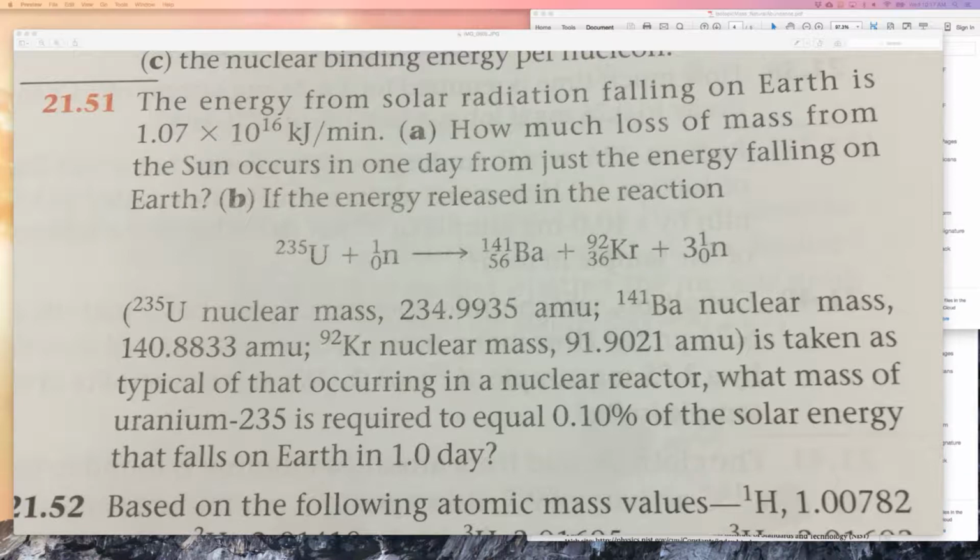21.51 tells us that the energy from solar radiation falling on the Earth from the fusion that is happening in the sun is 1.07 times 10 to the 16th kilojoules per minute. And they ask us two questions. A, how much loss of mass from the sun occurs in one day from just the energy falling on the Earth? So we want to be able to convert a rate of energy to mass.